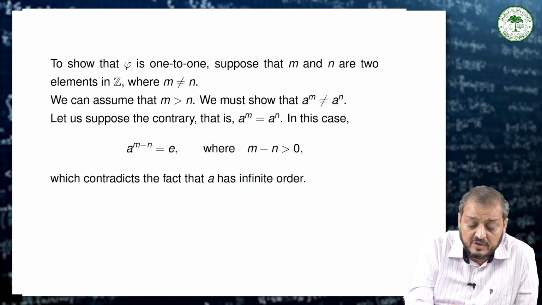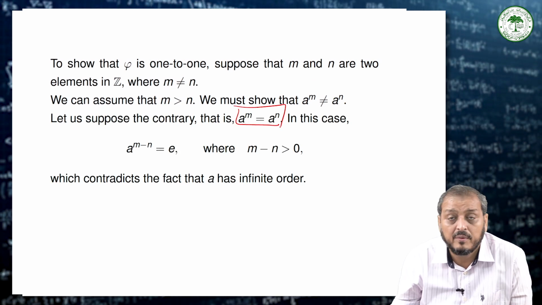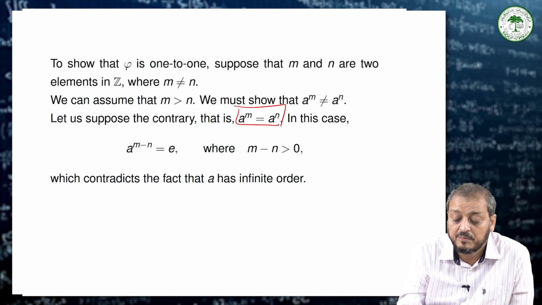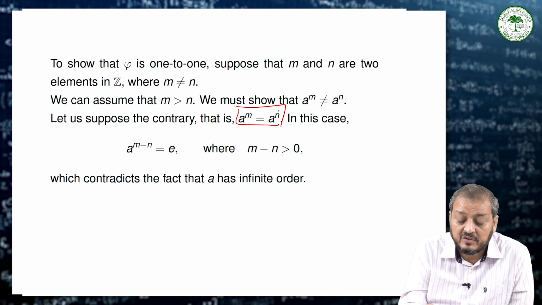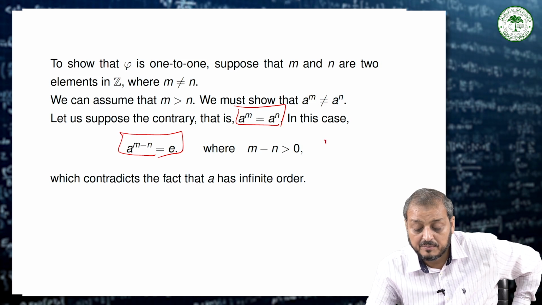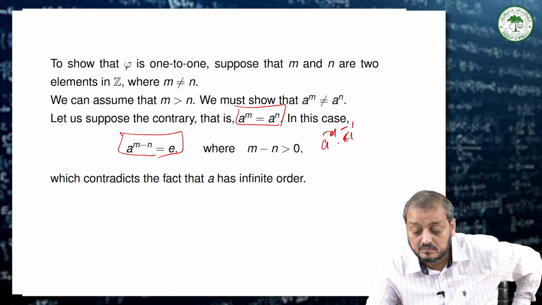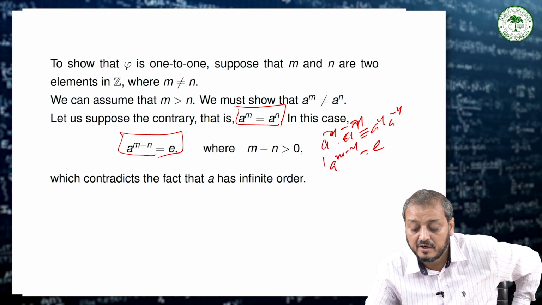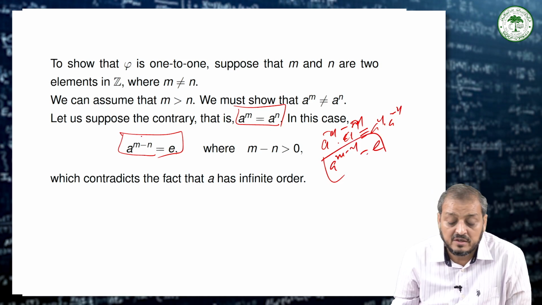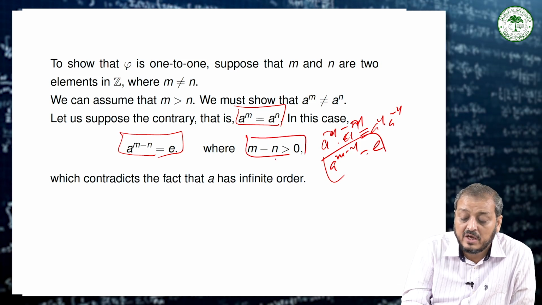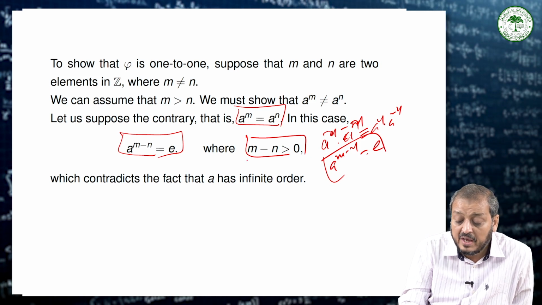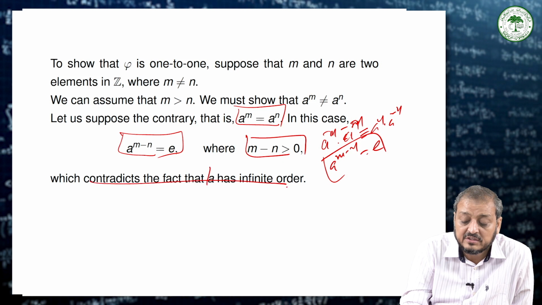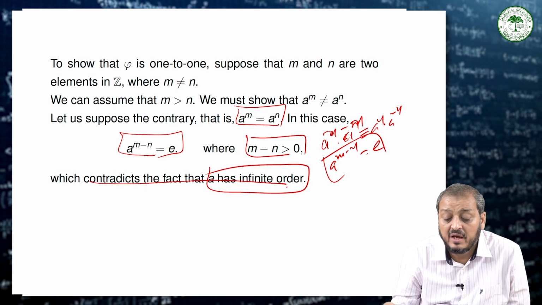So let's start. We suppose, by contradiction, that a to the power m is equal to a to the power n. Since G is a cyclic group, a to the power m and a to the power n are elements of G, and then we can write a to the power m times the inverse of a to the power n, which is a to the power m minus n, and this is equal to the identity. So a to the power m minus n is equal to identity, where m is greater than n, so m minus n is greater than 0. This gives a positive power of a equal to the identity, and this contradicts the fact that a has infinite order.